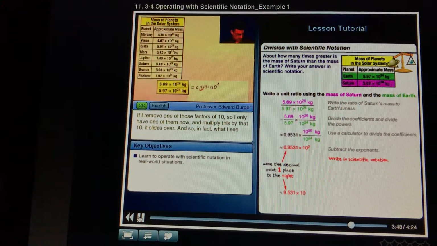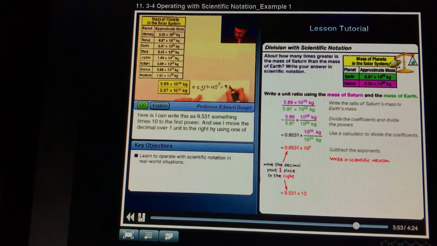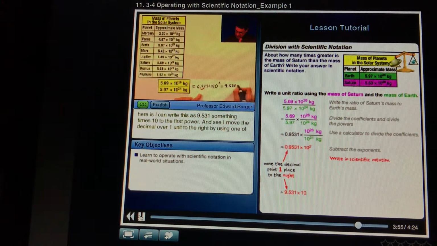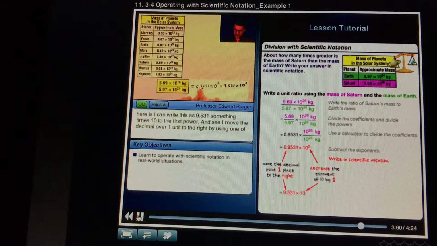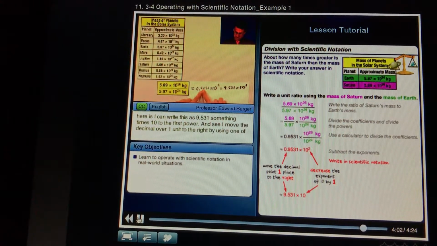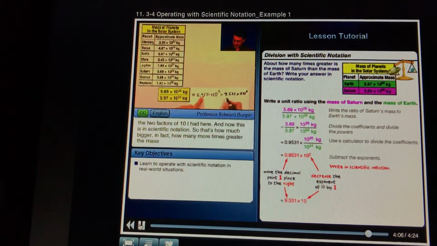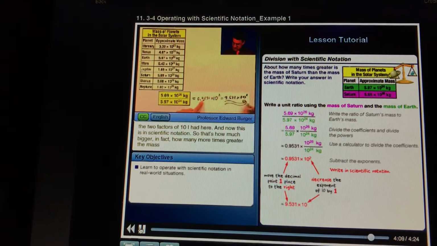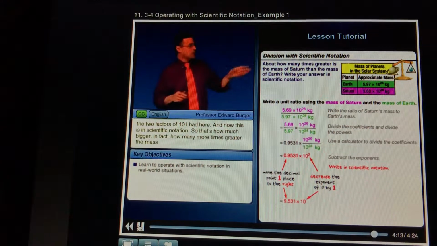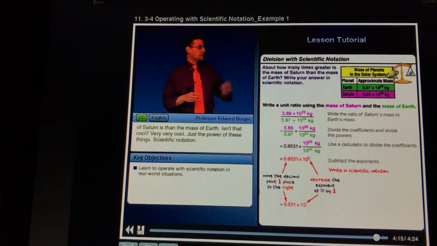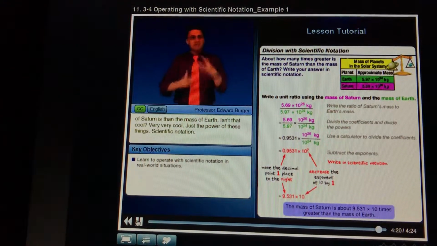And so, in fact, what I see here is I could write this as 9.531 something times 10 to the first power. And see, I moved the decimal over one unit to the right by using one of the two factors of 10 I had here. And now this is in scientific notation. So that's how much bigger, how many more times greater the mass of Saturn is than the mass of Earth. Isn't that cool? Very, very cool. So it's the power of these things in scientific notation.